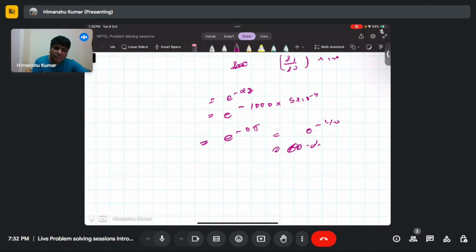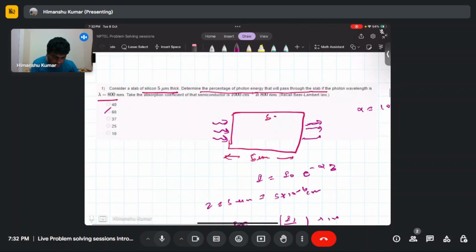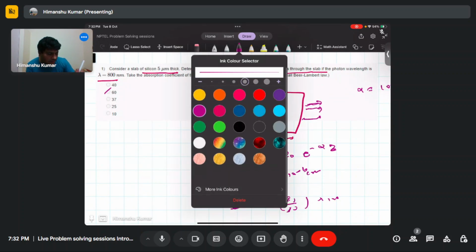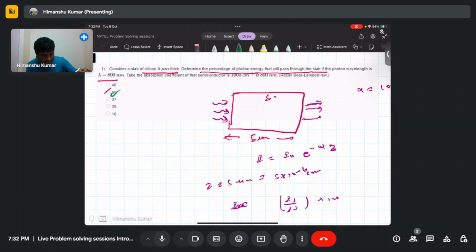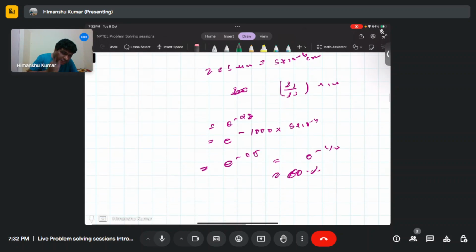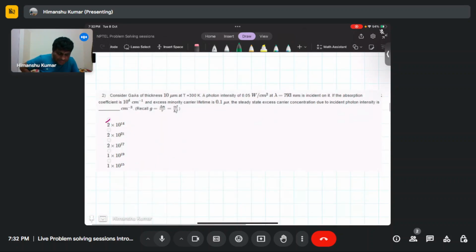60.6% is the efficiency. So if we choose among the options, the correct option will be the second option. This is a straightforward formula substitution kind of question. So next problem, let's just move to the next problem.